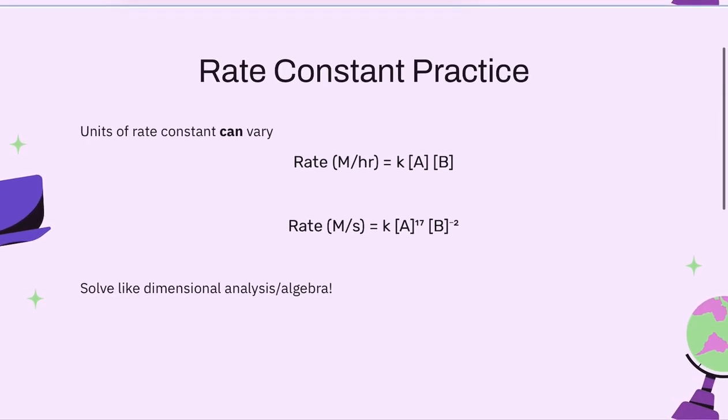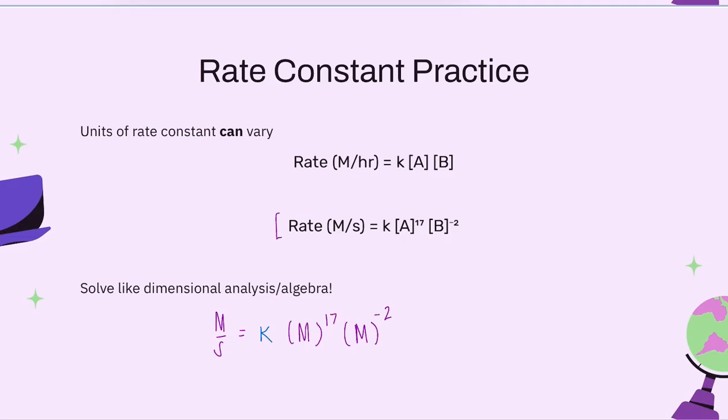So for my rate constant practice here, let's use this one. I'm just going to plug my units in like it's a regular algebra equation. So I have my rate in molarity per second is equal to my K unit, which I'm trying to find. And then my A is going to be my molarity. It tells me it's to the 17th. And then my B, also molarity, to the negative second.